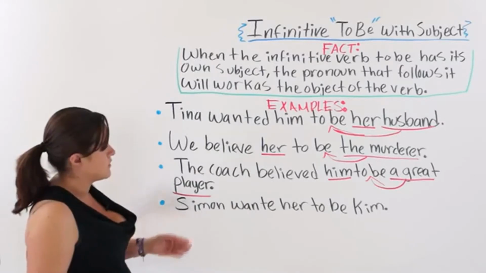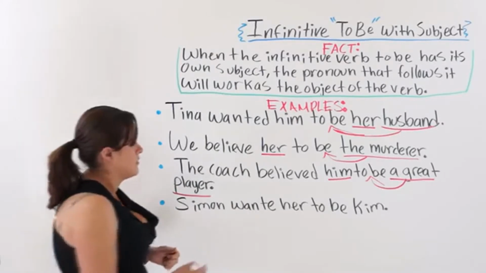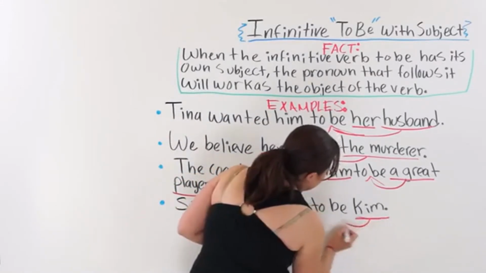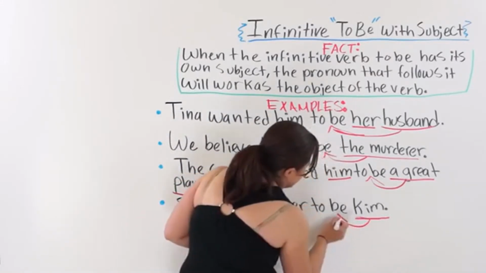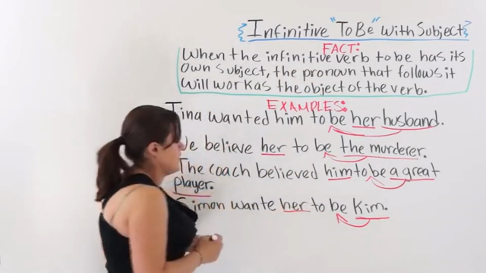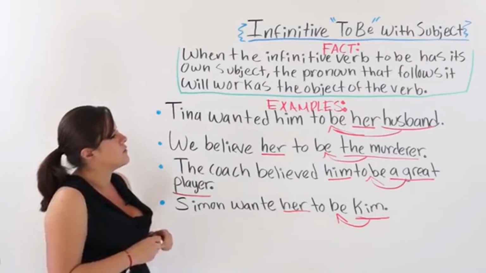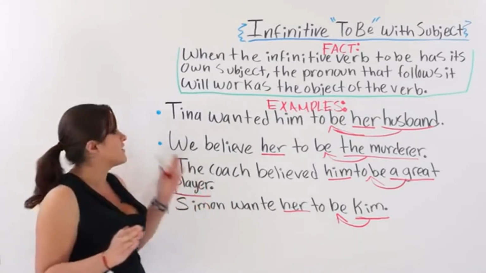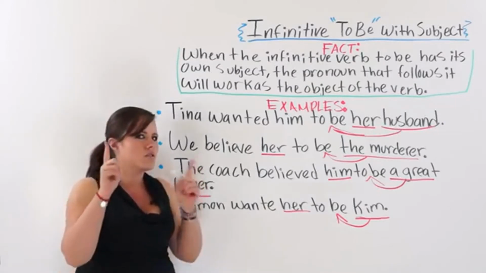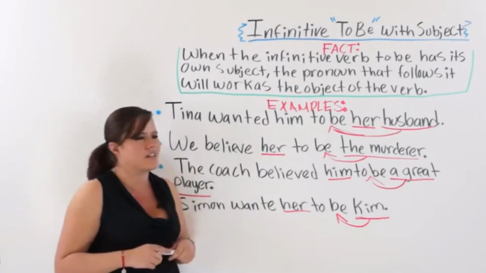Simon wanted her to be Kim. Kim is the subject of the infinitive. So therefore we used an object pronoun. So remember that. And actually among these 4 examples I have one that is a trick one.